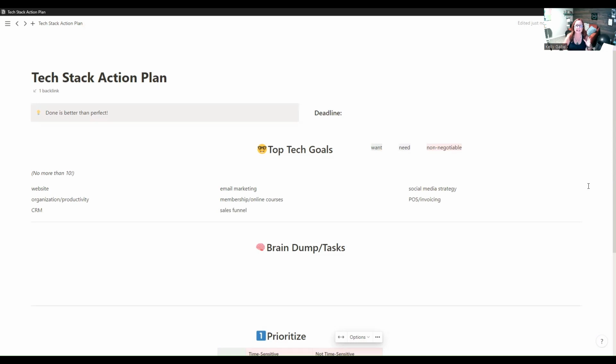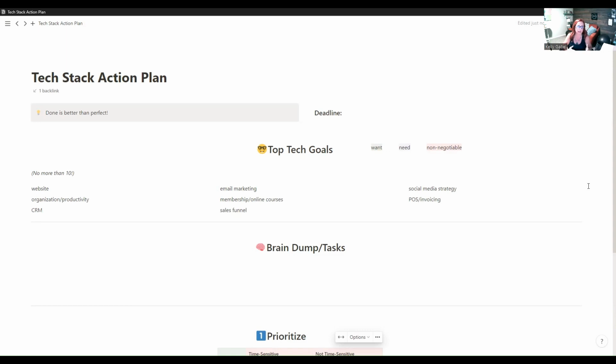And a tech stack is essentially the grouping of tools, the software, the platforms, the systems that you use to run your business. So as you can see from the list that I've got out here right now, it can literally be anything from your website platform to your email marketing, to your social media, to your organization, all of those things. So this is just a list of the top ones that came to mind when I was setting this up, as far as what most businesses will use on some level.